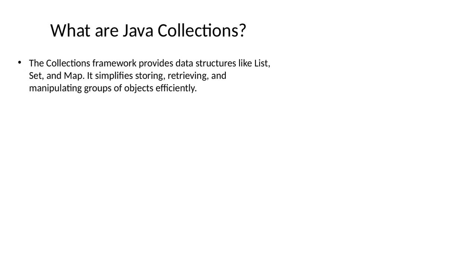Java Collections is a framework that offers a variety of data structures such as list, set, and map, which help manage groups of objects more effectively. Instead of dealing with individual elements, these structures let you store, retrieve, and manipulate multiple items in a way that's both organized and efficient. For example, a list keeps elements in order and allows duplicates, a set stores unique items without any particular order, and a map pairs keys with values for quick lookups.